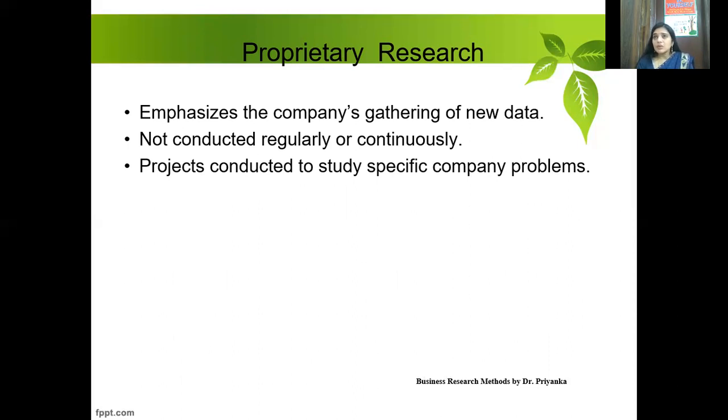Companies would be having different problems. Not all the companies would have the same problems to discuss or to research about. So they have their own databases, and this is one of them. Proprietary research is their own product.